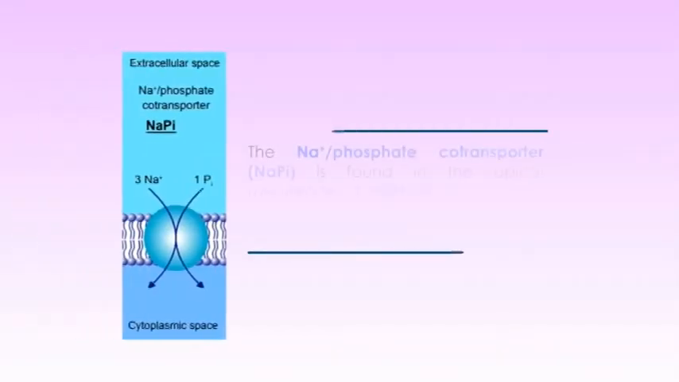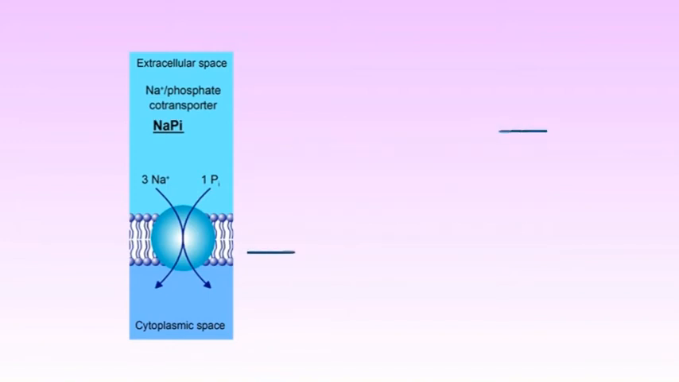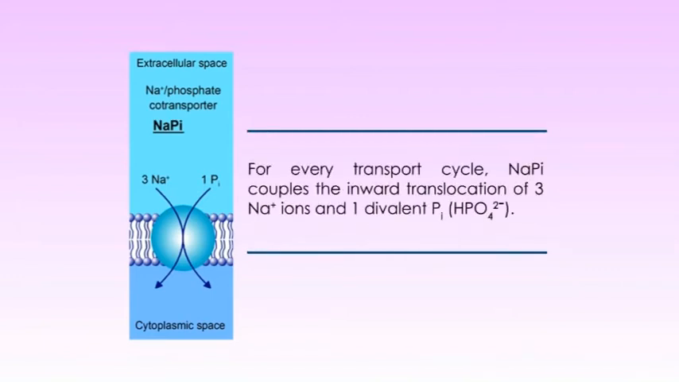The sodium phosphate cotransporter is found in the apical membrane of epithelial cells of the small intestine and renal proximal tubules. It utilizes the sodium ion electrochemical gradient to drive the uphill transport of inorganic phosphate into the cell. For every transport cycle, the sodium phosphate cotransporter couples the inward translocation of 3 sodium ions and 1 divalent phosphate ion.